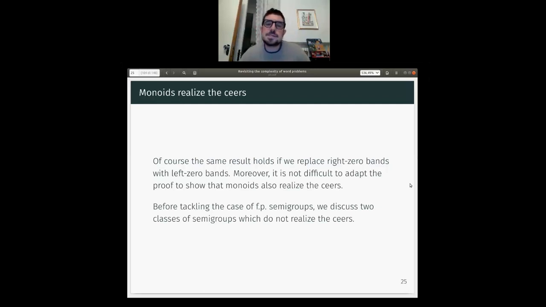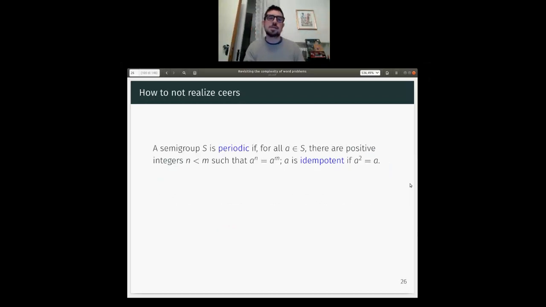Now, before tackling the case of finitely presented semigroups and the question of Gao and Gerdes, let me discuss two classes of semigroups that do not realize the SIRs. This will give you a flavor of how to show that you don't realize the SIRs, even relative to recursively presented members of the class of algebras. Remember that a semigroup is periodic if it is torsion, in a sense. The idea is that for any element a, there must be two integers n and m such that a to the n is equal to a to the m.